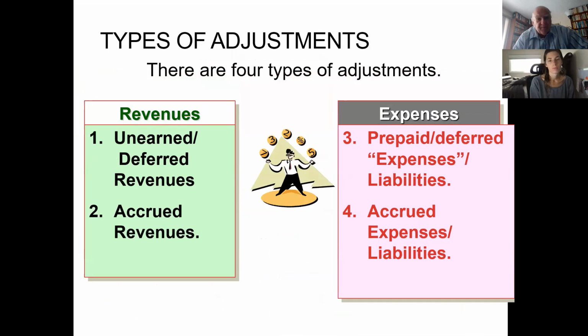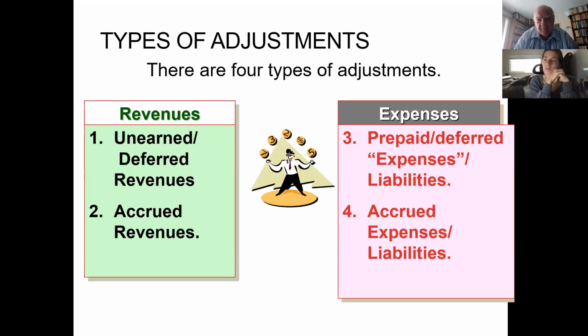We have revenues and expenses. Let's start here, the revenues. There are two types of revenues really in our course. One we just reviewed, the unearned revenue. You work for the Dodgers. You get my money in the mail. You get my $10,000 for season tickets in 2021.